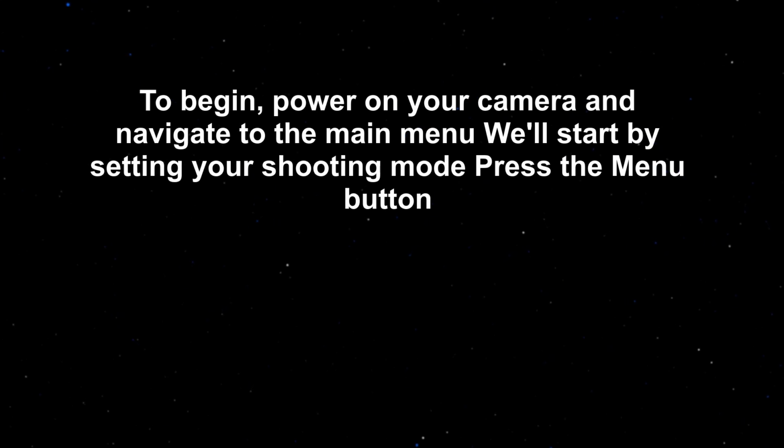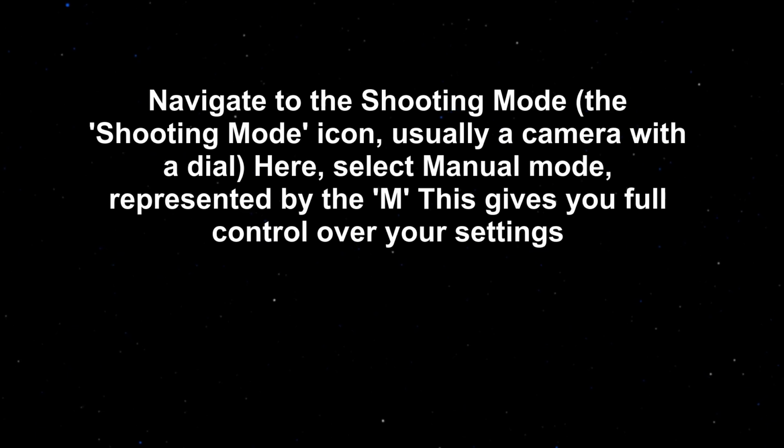Press the menu button. Navigate to the shooting mode icon, usually a camera with a dial here. Select manual mode, represented by the M. This gives you full control over your settings.